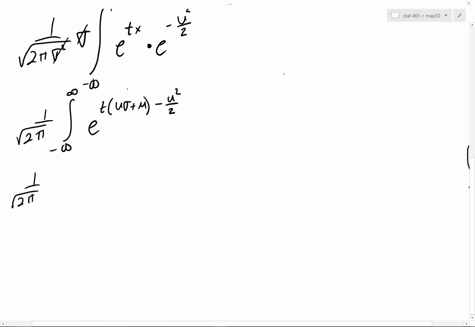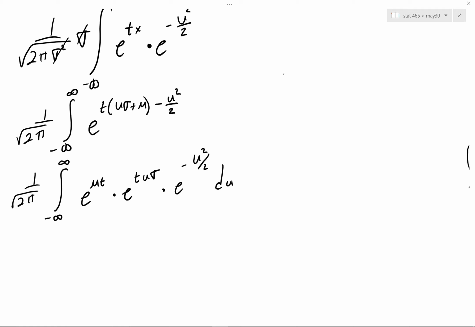Now, I'm going to go ahead and distribute this. So this really becomes, and for a reason, it'll become really obvious as soon as you see it. As soon as you see it, you're like, oh, well, duh. What I'm going to end up with is e to the mu t, right? Times e to the t u sigma, and then times e to the minus u squared over 2 du. Right? Right. Excellent.